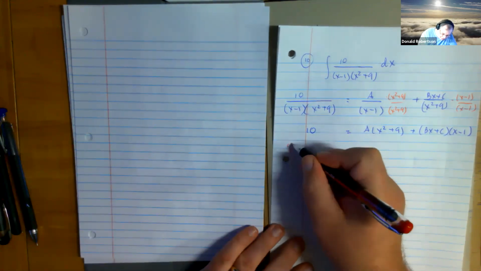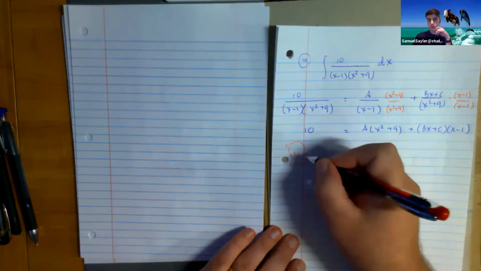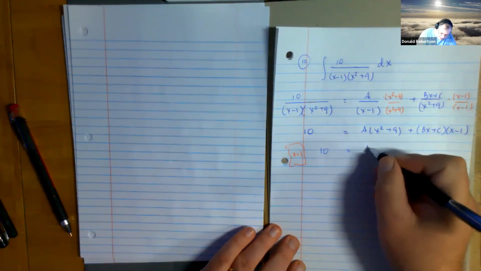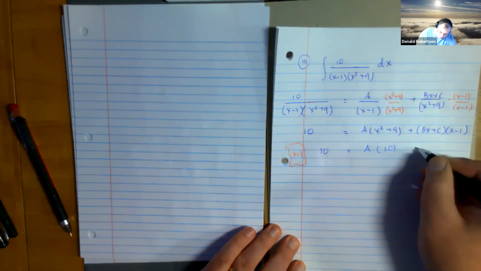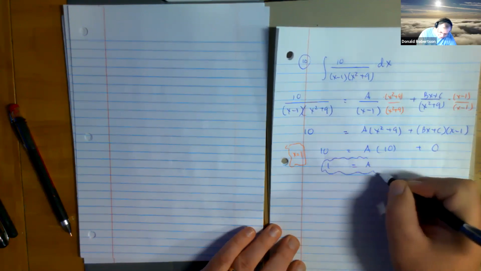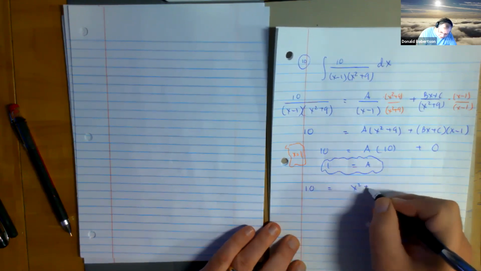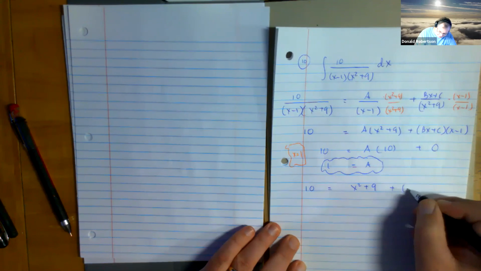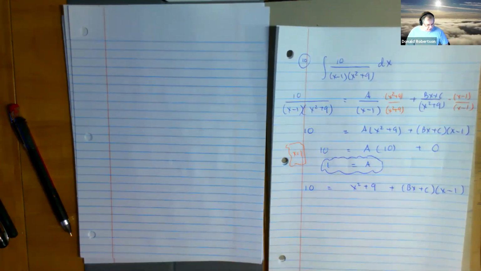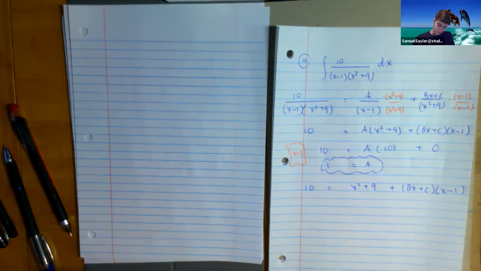And now it's time to start choosing. So I used 1. Good choice. So you get 10 equals a lots of 10 plus a whole load of nothing. So a is 1. Yep. So that now means 10 is equal to x squared plus 9 plus bx plus c times x minus 1. It's always a good idea, the minute you know what a letter is, to give it a number, right? Yep. To replace it by its value.